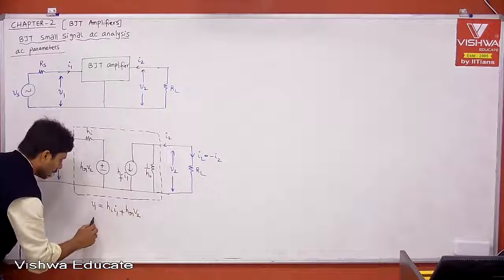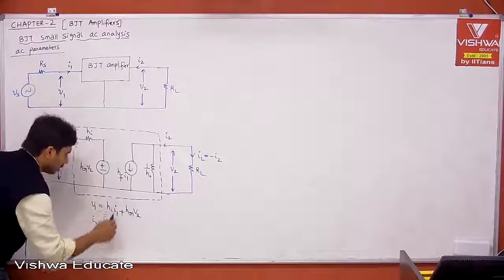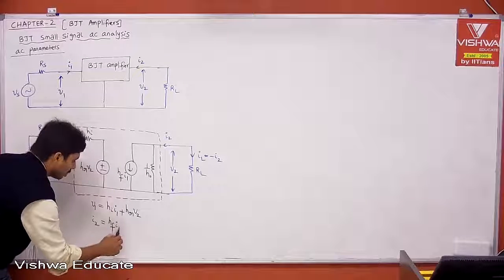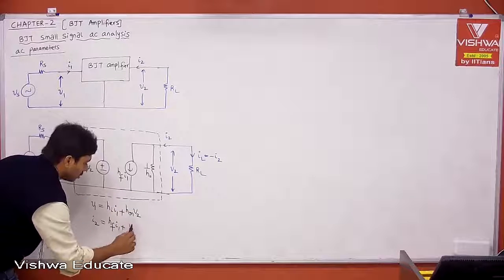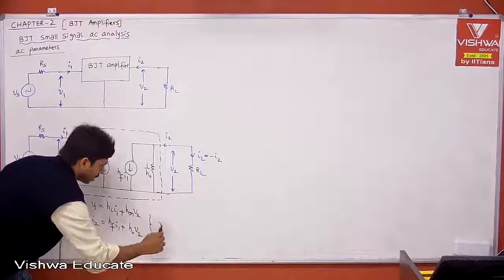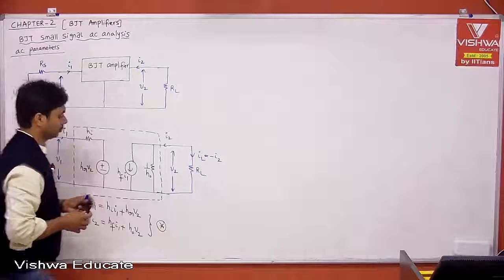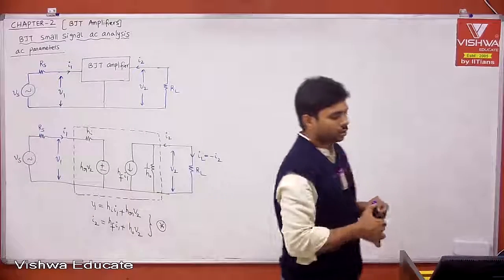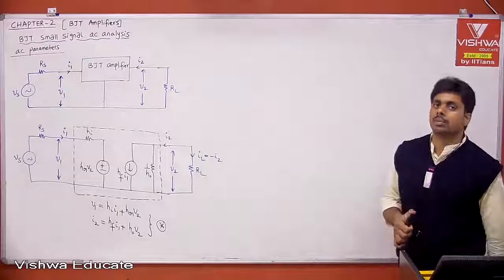Similarly, what is I2? I2 is equal to HF into I1 plus HO into V2. These are the H parameter model equations only. Okay, this is what you can call equation star. We use these to calculate our AC parameters mathematically.